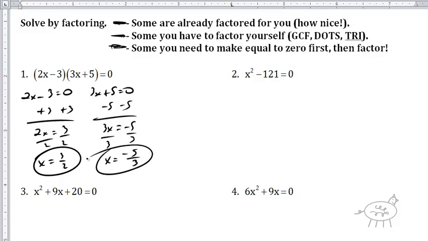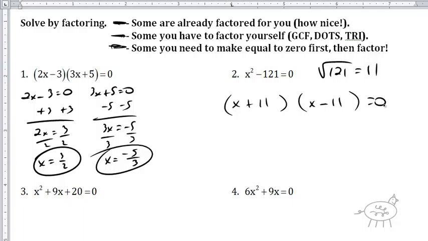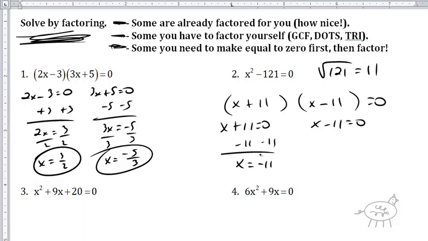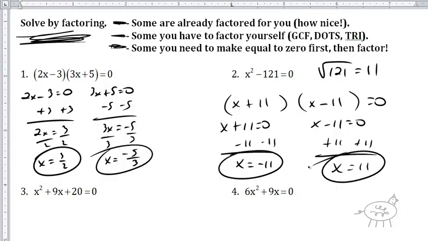Okay, pretty easy. The next one, you should see x squared and you should see a minus there. Even if you don't know that, you should just try. If you took the square root of 121, you would get 11. So that means it's a difference of two squares. So it's going to be x plus 11 and x minus 11 equals 0. Now remember, we're solving because that's what it says, solve by factoring. So x plus 11 equals 0 and x minus 11 equals 0. Subtract 11, so x is negative 11, and add 11, so x equals 11. Pretty easy.